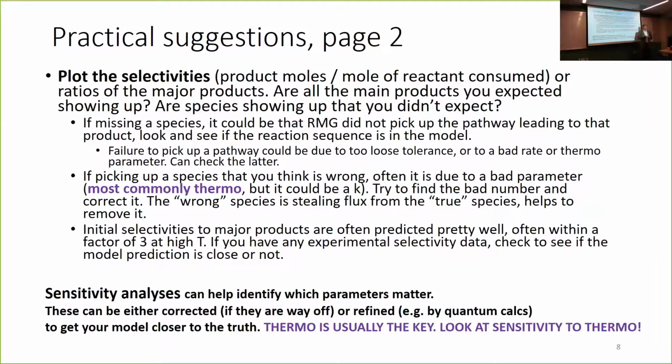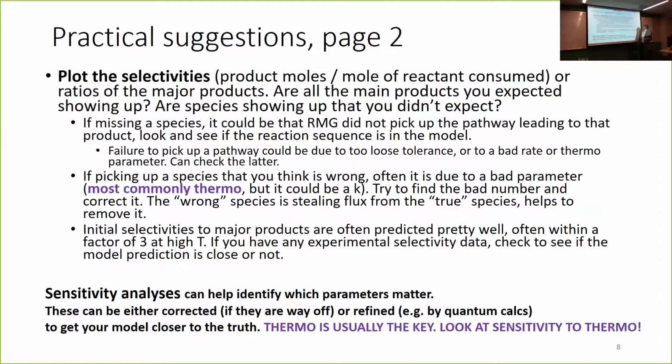And are all the major species you expected to show up showing up somewhere in the model? And are there things showing up as major species which seem nuts, that they can't possibly be major species? And then you want to focus on trying to straighten that out to make sure that the model is more or less getting the right main channels to make the right main products.